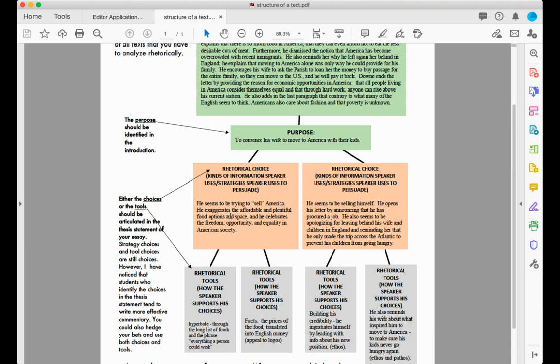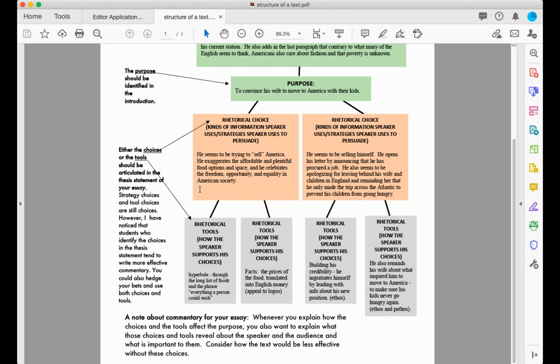Then the tools that he's using to support those choices are the ethos, pathos, hyperbole, whatever, all of these rhetorical devices that may or may not help you on these kinds of essays. So I said that the rhetorical tools for the choice about selling America were hyperbole, and then also logos. He gives a lot of facts and he translates all of those prices into English money. And so I identified two tools that support that choice of him trying to sell America.